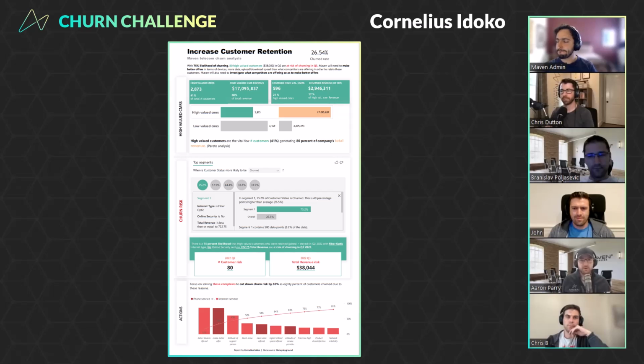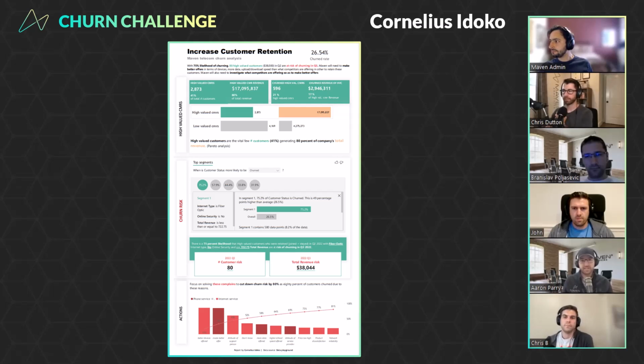So for Cornelius's dashboard here, again, overall, really great flow. I think it's clearly broken down into three main sections, making the analysis really easy to follow. Overall, I really liked how Cornelius starts off with the key takeaways, which is that if Maven Telecom doesn't act, it's likely that 80 of their high-value customers will churn in Q3, resulting in a loss of about 38K in revenue here. So great to see these kinds of numbers.